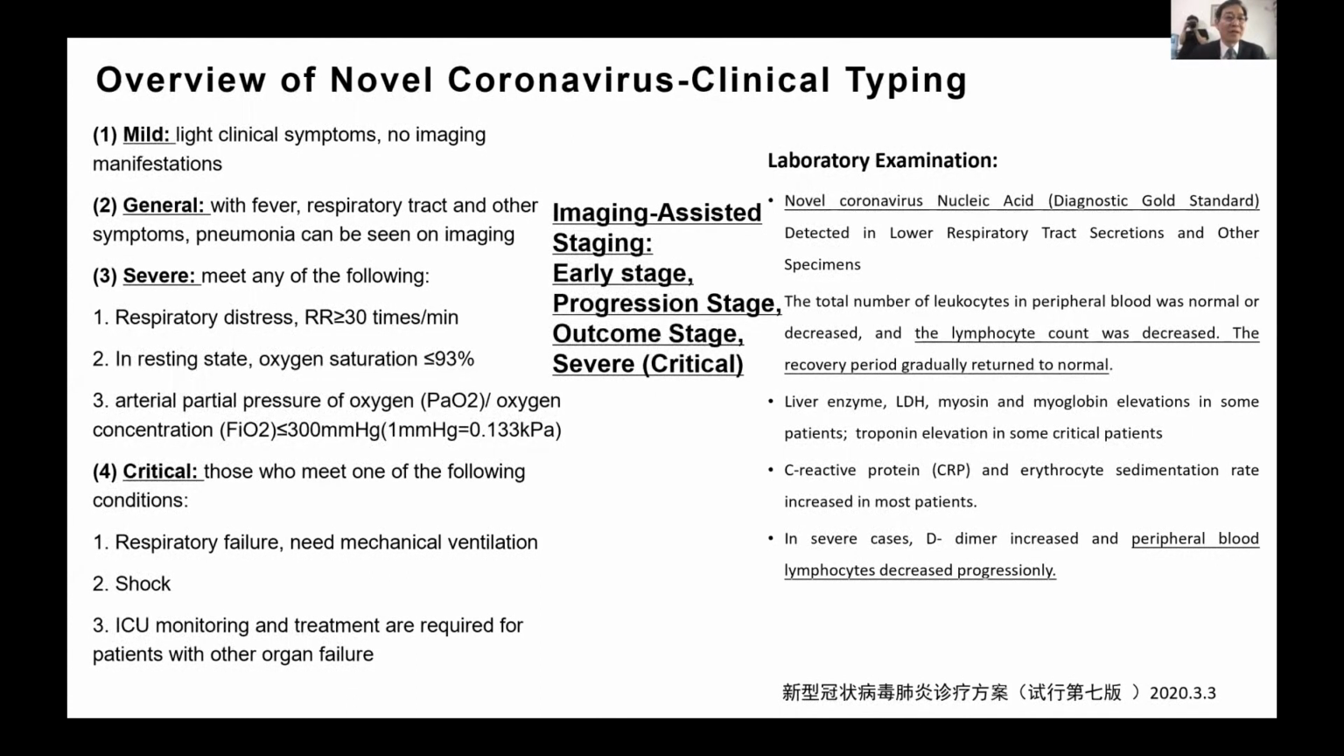Now we want to overview the novel coronavirus clinical typing, including mild, general, severe, and critical, and the imaging staging, including the early stage, progression stage, outcome stage, and the severe critical stage.